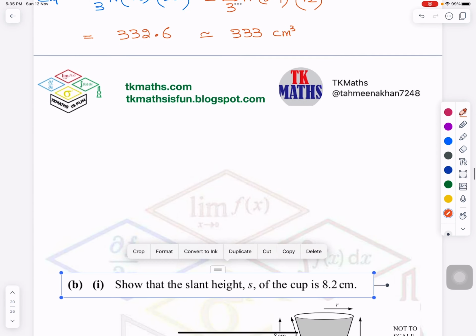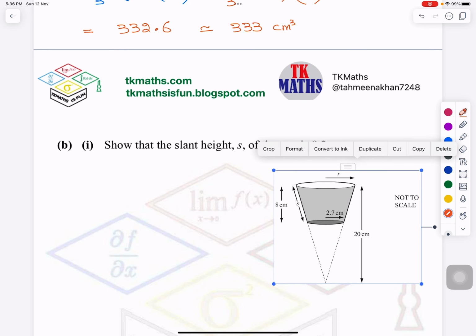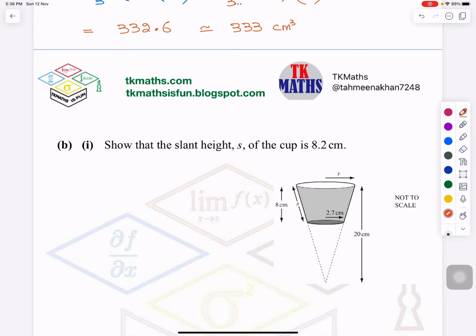Now let's see this part. This part of the question is saying, show that the slant height S of the cup is 8.2. So now we have to find out this length. Now how will you do this? This is a little tricky part. Let me draw a diagram a little bigger here so that I can explain it to you.